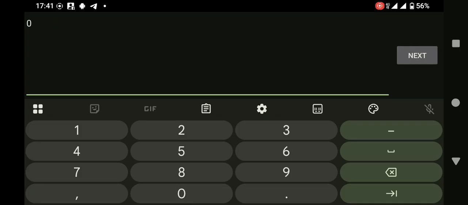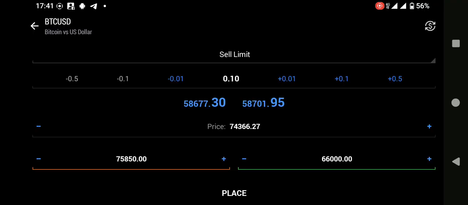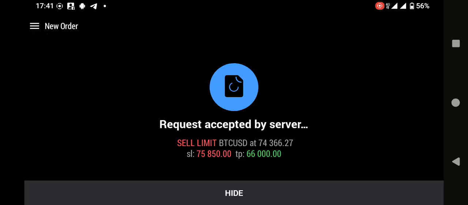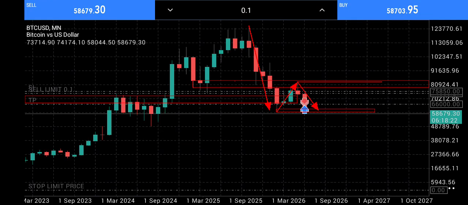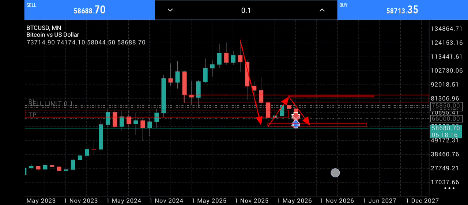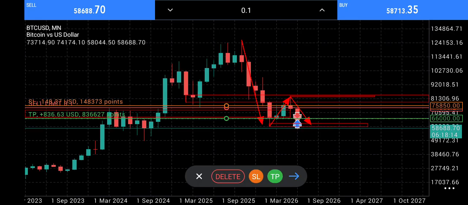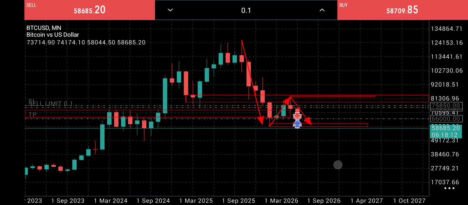After we have set our stop loss and our TP, you place the trade like that. All right, guys, this is where my TP is, and my stop loss is slightly up.